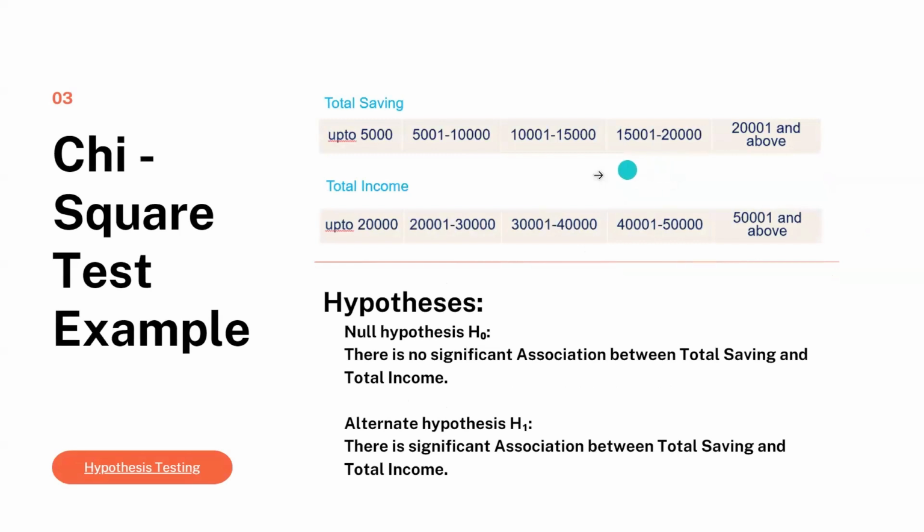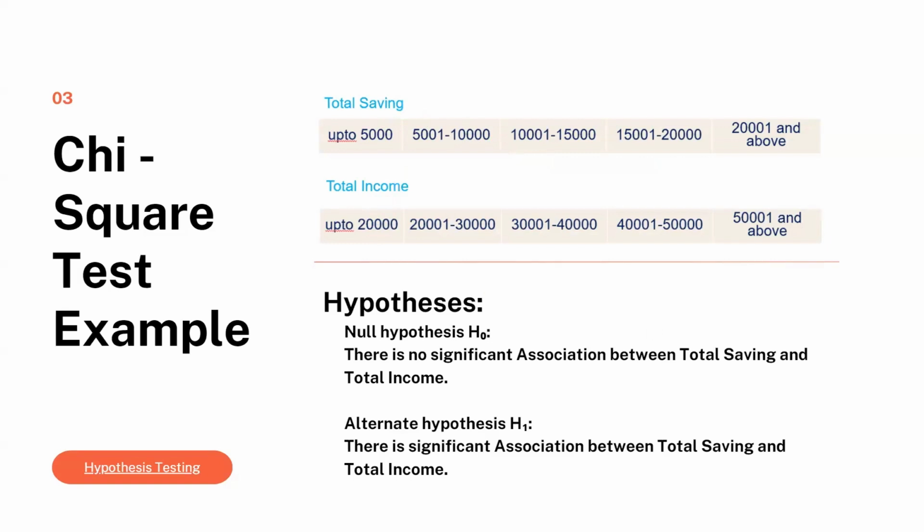For example, we have two categories. One category is savings and another category is income. We are comparing the income of the person and how much of the income they are saving. Both things come under categories, for example up to 20,000, 20 to 30,000. How much income they are getting and how much they can save from it. These kinds of categorical comparisons come under the chi-square analysis.